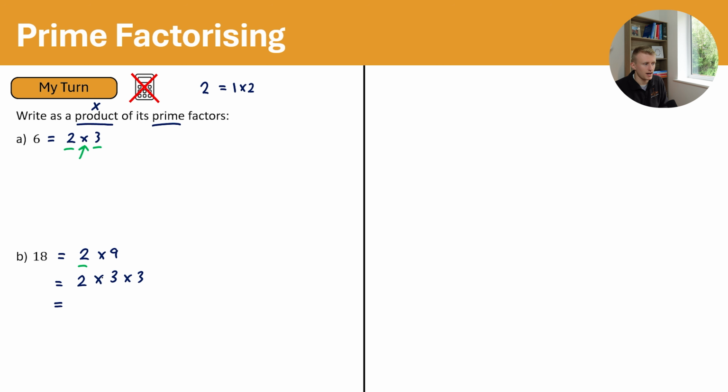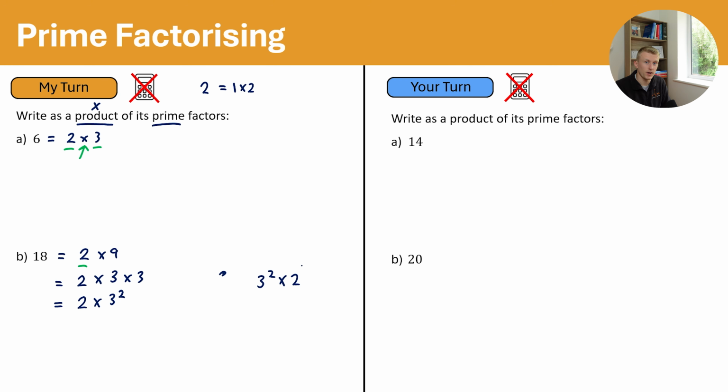What I can do though is tidy it up and write it in what we call index form. Index form is where we write 3 multiplied by 3 as 3 squared. The other thing we want to check is that we've written it in ascending order, which is where we start with our smallest prime factor first. So in this case, I've done that because 2 is smaller than 3. Pause the video and give these two questions a go.